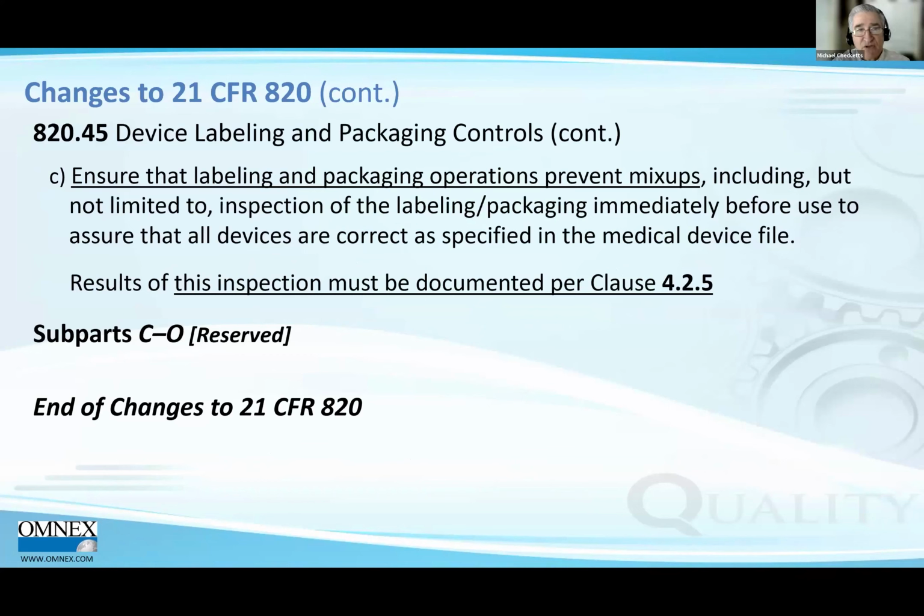Part C, ensure that labeling and packaging operations prevent mix-ups. That is implied in 13485, but it is a requirement in the 21 CFR. Results of inspections must be documented per 4.2.5. So basically, that's in a nutshell the changes that are in 21 CFR 820.